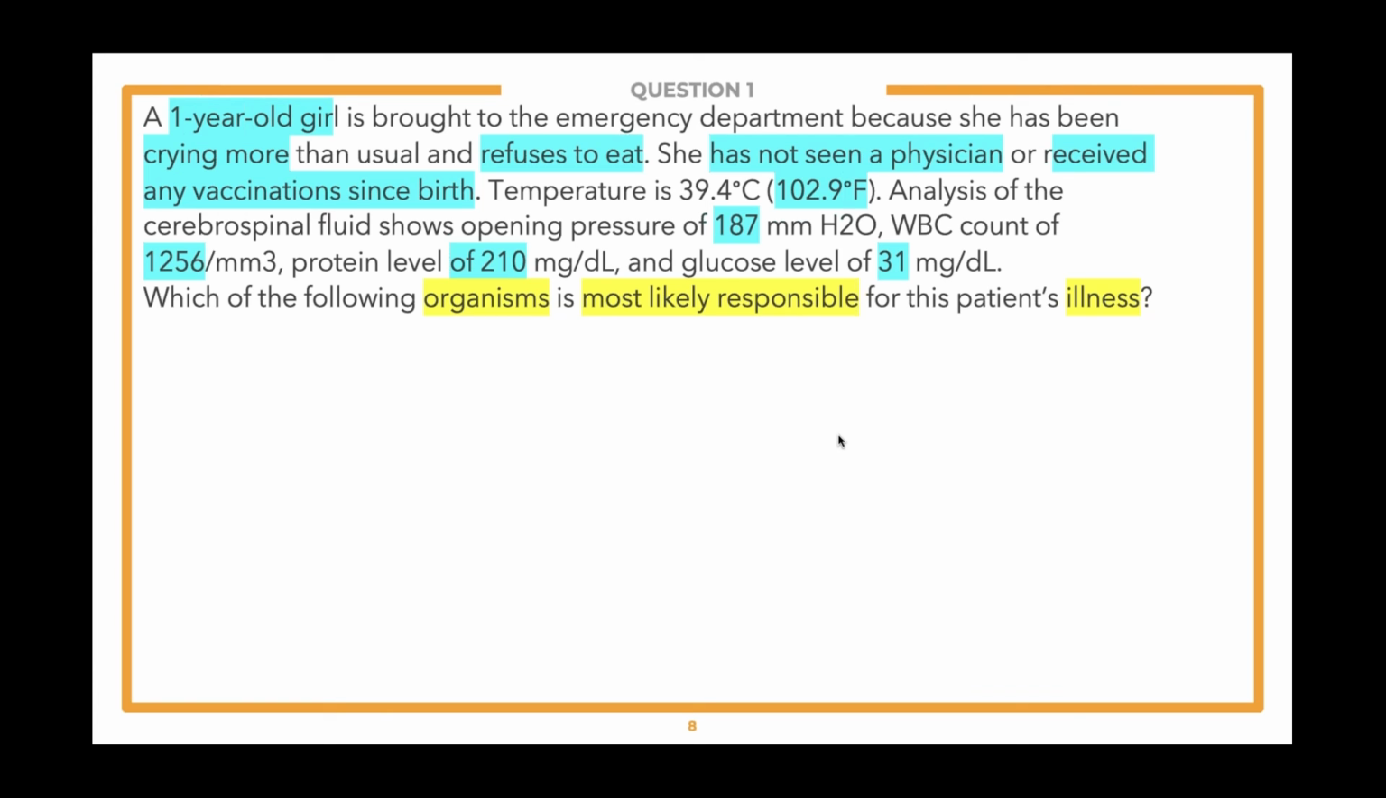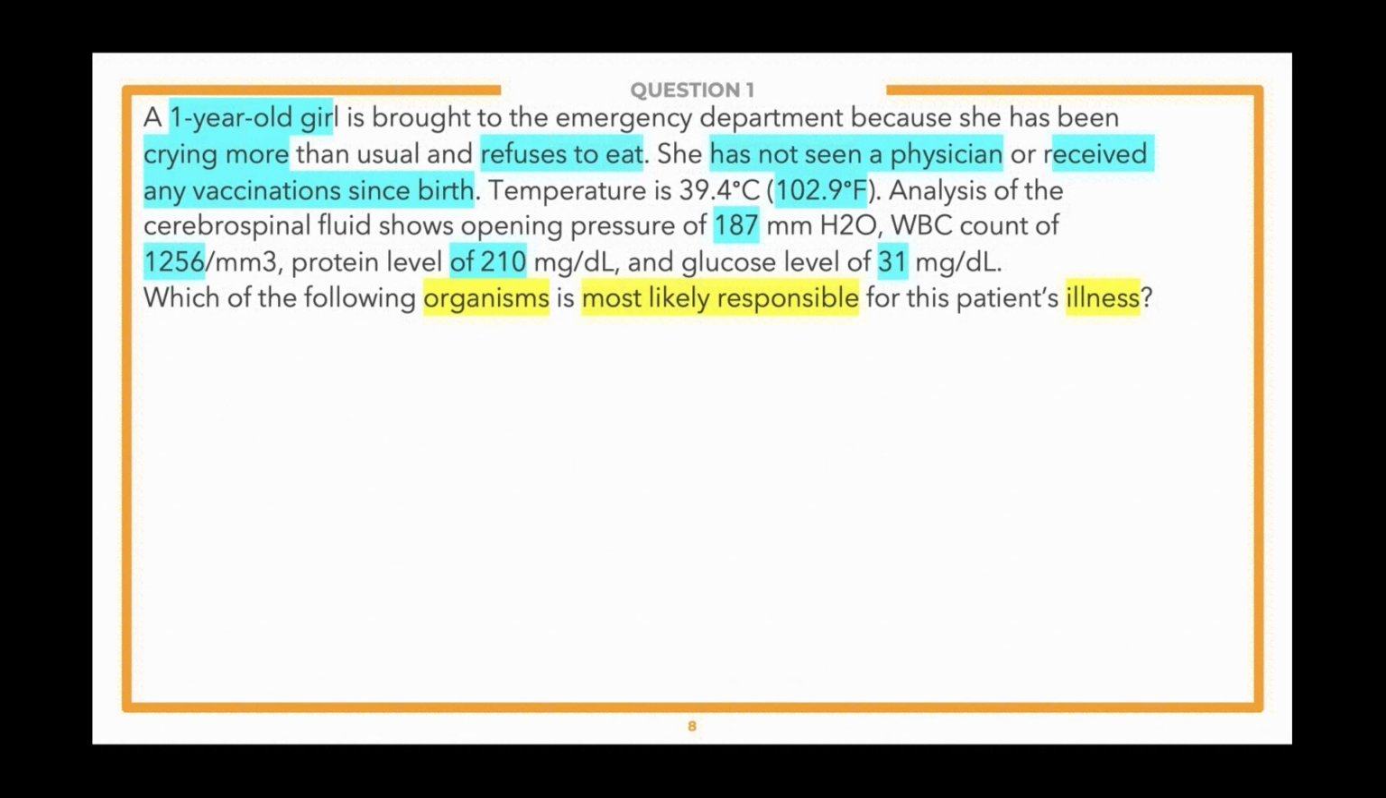And now starting off, generally the first thing you're going to get are demographics in a clinical question. And in this case, it's a 1-year-old girl. So you want to make note of those demographics because that automatically is going to tell you what kind of patient you're dealing with and what kind of things you should be thinking about right off the bat. So right off the bat, we know this is a pediatric case. And then usually they tell you, why are they coming to the hospital? Why are they being seen in the ER? And in this case, it's because she's crying more and she's not eating, okay?